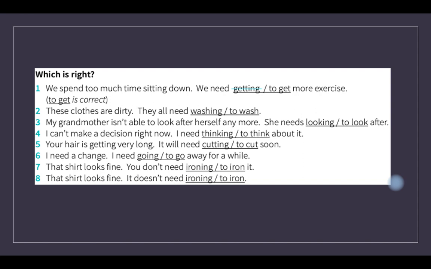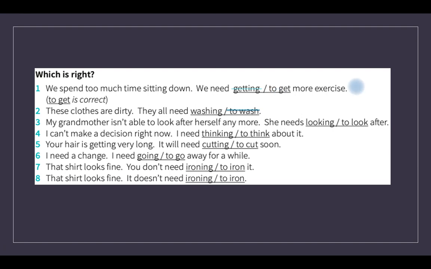In this exercise, you should decide which is right, the infinitive form or the gerund form. Please pause the video now. Okay, I hope you've got the answers. Let's look at them together. These clothes are dirty. They all need washing. Yeah, this is the passive meaning. They all need to be washed.